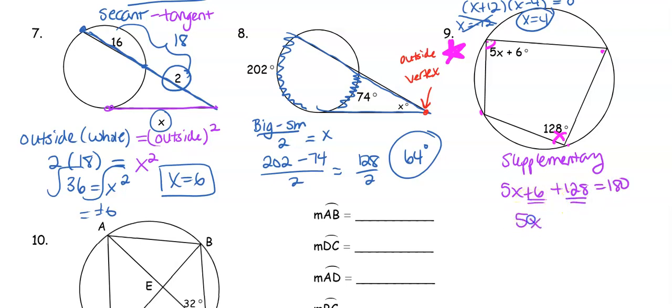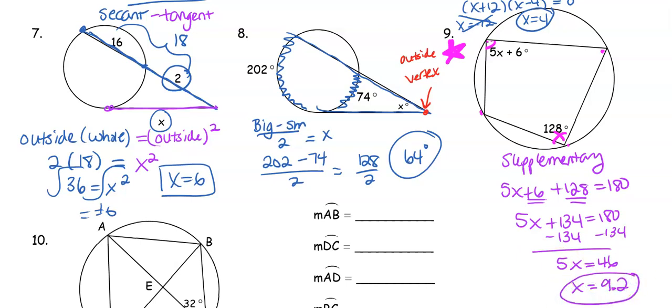Those are on the same side, so we combine like terms. We move the 134 over. 5x is equal to 46, divide by 5, and we get 9.2. So remember, for inscribed quadrilaterals, they are supplementary, not congruent.